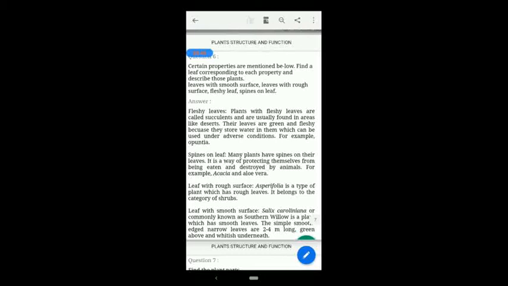Plants with fleshy leaves are called succulents. All that category whose leaves are fleshy belong to this group and are usually found in areas like desert, because they have to store their food. That's why they are green and fleshy, because they store water in them, which can be used under adverse conditions.